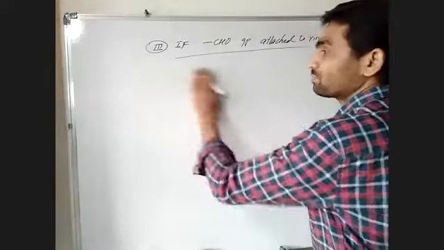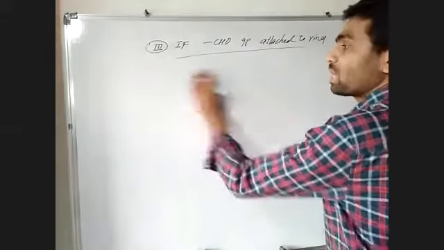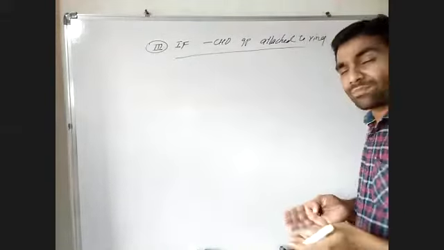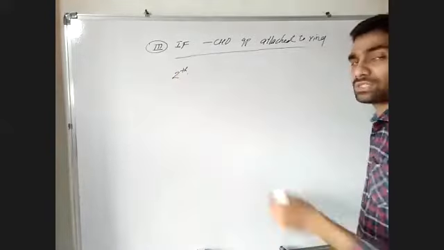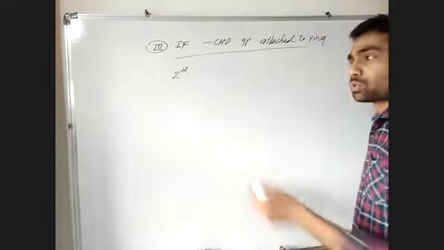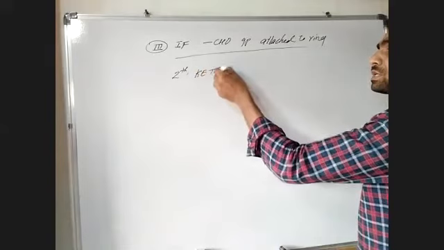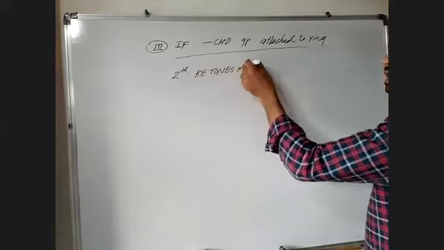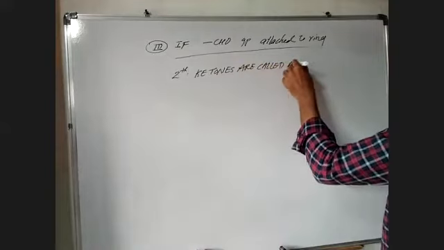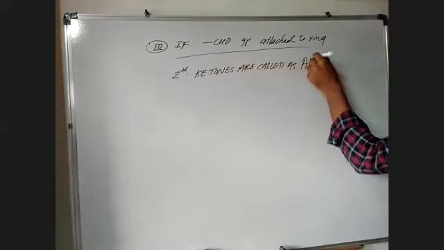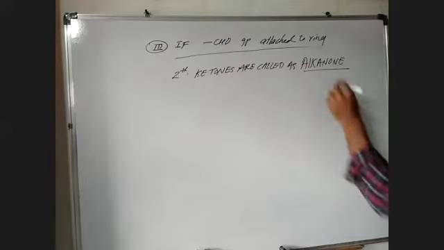So now, what will you say about IUPAC name? Rules will be same. 3 rules. Only the 0th rule for ketone is 0th rule. Ketones are called alkanone.